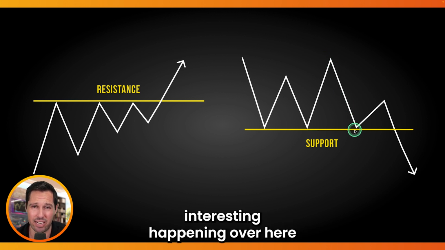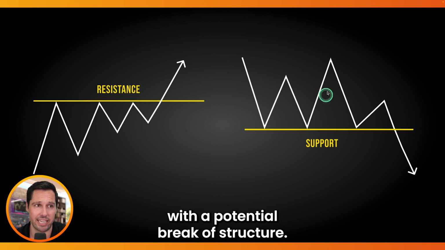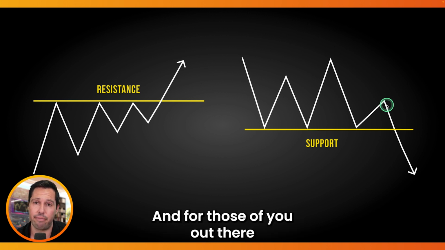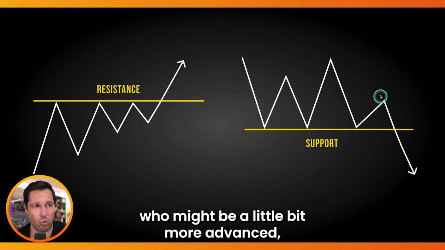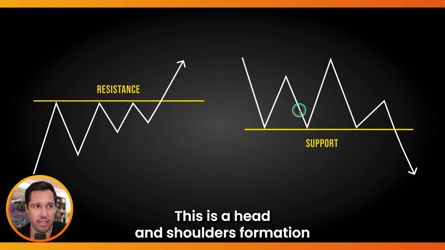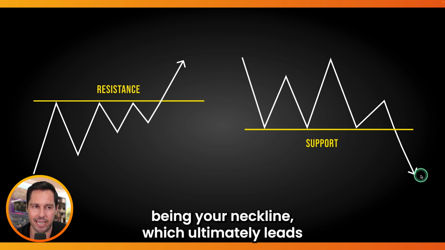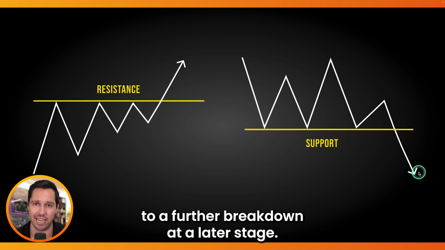So you can see something interesting happening over here with a potential break of structure. The next bounce leads to an even smaller move. And for those of you out there who might be a little bit more advanced, you can probably already see it. This is a head and shoulders formation with a supporting trend line being your neckline, which ultimately leads to a further breakdown at a later stage.